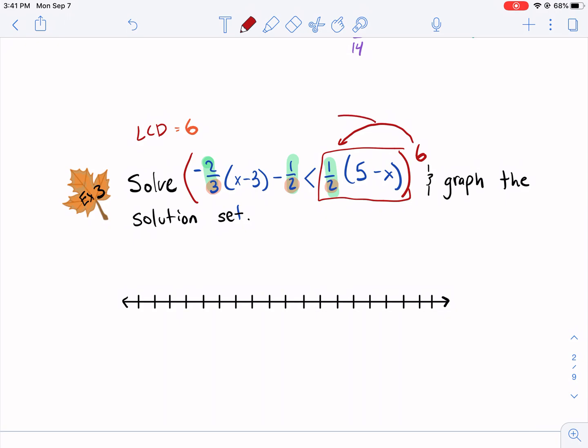I'm also going to multiply the 6 by the 1/2 here, have to, because this is its own term separated by addition or subtraction. And then we have another term over here also being multiplied, so I'm going to apply this to the fraction out in front. Basically, I'm just multiplying the 6 by all the fractions.